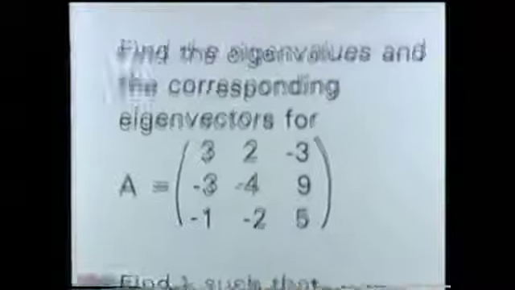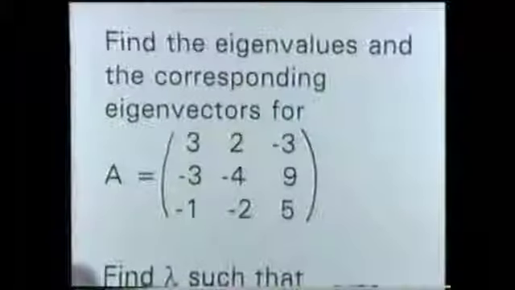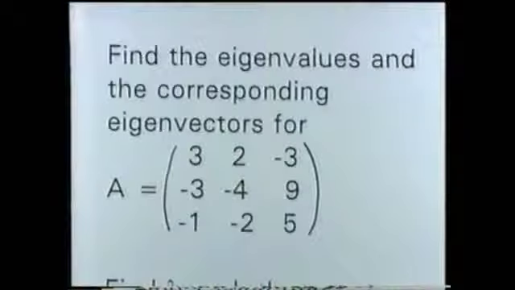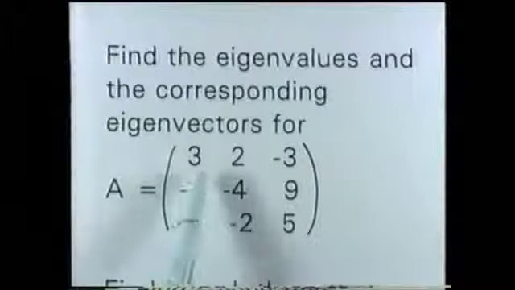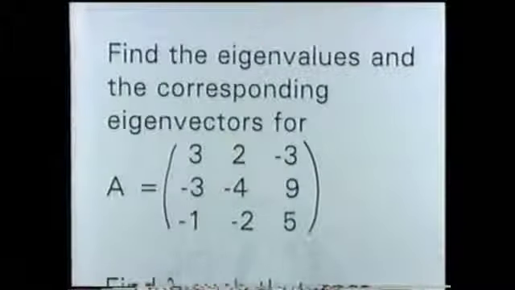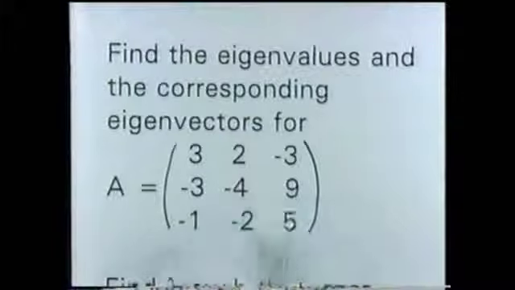Now let's look at an example. Let's find the eigenvalues and the corresponding eigenvectors for A equal to the matrix 3, 2, negative 3; negative 3, negative 4, 9; negative 1, negative 2, 5.